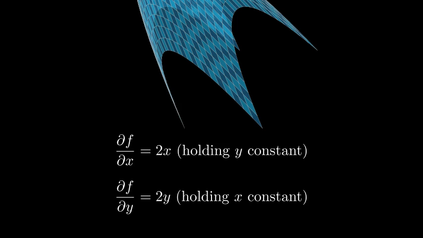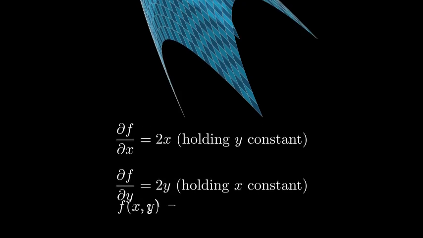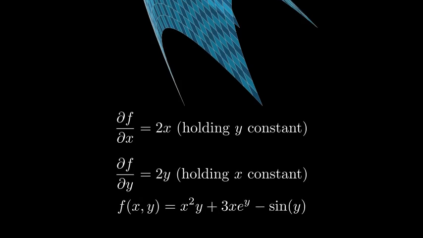Let's look at an example of computing partial derivatives. Consider the function f of x and y equals x squared times y plus 3x times e to the y minus sine of y. To compute the partial derivative with respect to x, we treat y as a constant and differentiate with respect to x using the rules from single variable calculus.